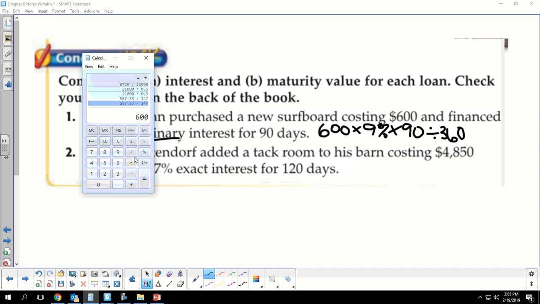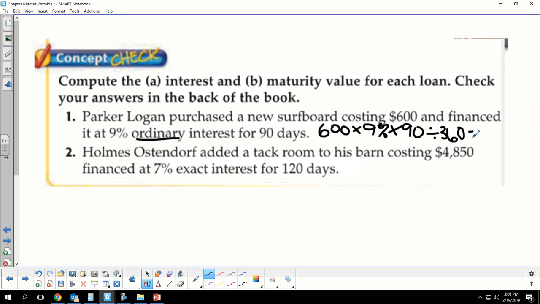Okay, let's pull up the calculator. That's 600 times 9% times 90 days divided by 360. So that's $13.50. That answers A. And then for B, we need to find the maturity value. So we're going to add that back into the 600. So the maturity value is $613.50.